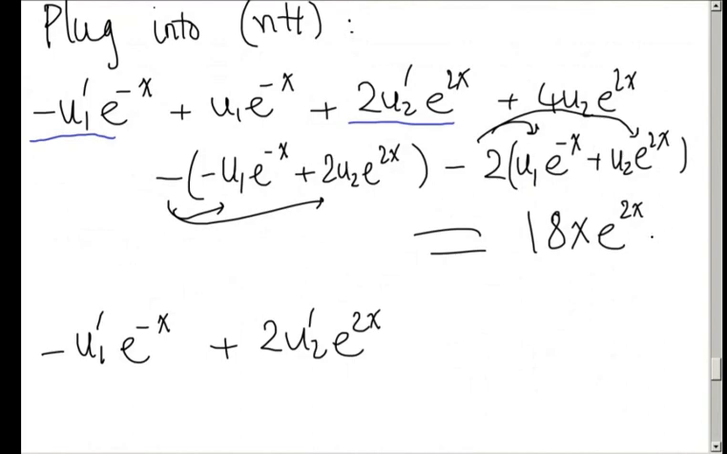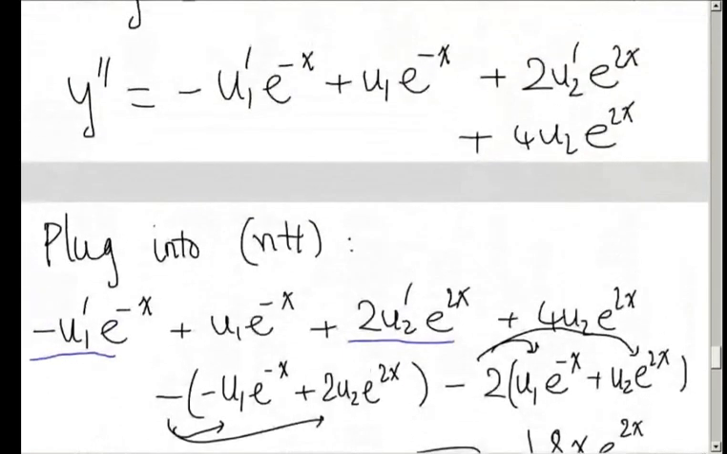So they cancel out. Similarly, this is 4 u2 e to 2x. And then we distribute, we have negative 2 u2 e to 2x. And this is another negative 2 u2 e to 2x. So they all cancel out. Only the derivative is left. We have 18x e to the 2x. This is our equation 2.